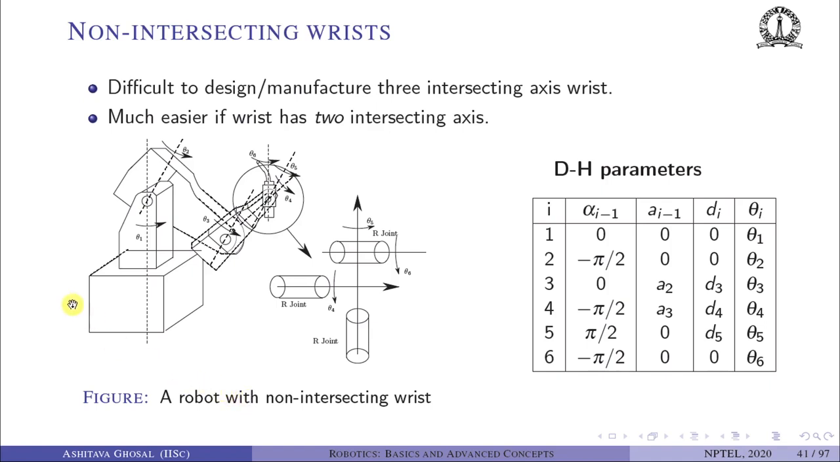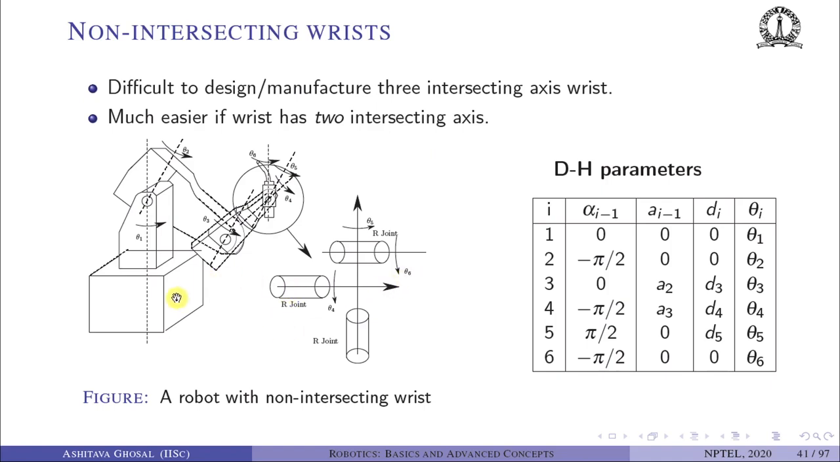However, it is very, very difficult to manufacture three intersecting axis wrist. Why? Because you can imagine that you have three lines which are meeting at a point, and then we are going to manufacture this or locate these three motors such that their axis intersect at a point. It'll never happen manufacturing wise. Okay. It is much easier if the wrist has two intersecting axes.